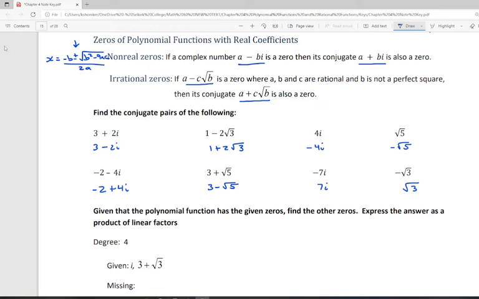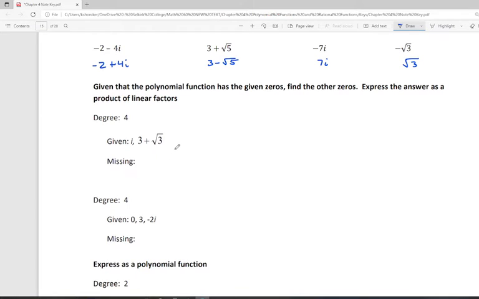So then the next level is the textbook will ask you questions like this. Given that the polynomial function has the given zeros, find the other zeros. Now, I've added on this part, express the answer as a product of linear factors, because I don't want to multiply through every single question. It'll take us forever, so you can practice a bunch of those in the textbook, but I just want to get this new process together, this idea of like these imaginary and these irrational zeros and what they look like and how the conjugate pairs come up.